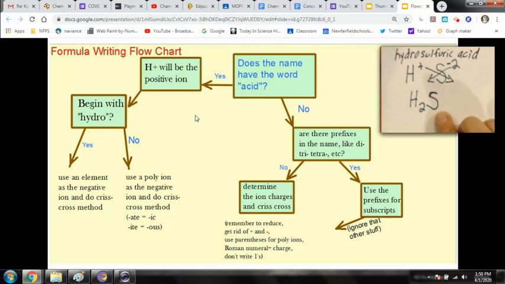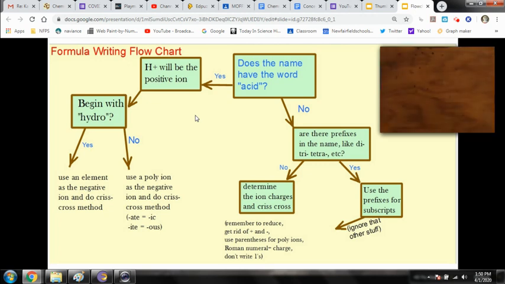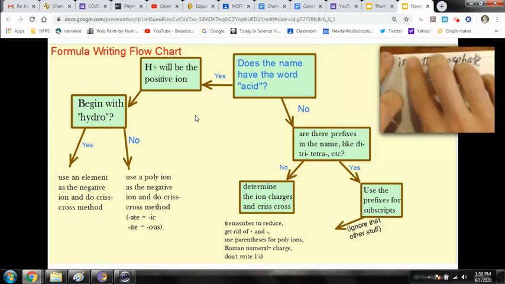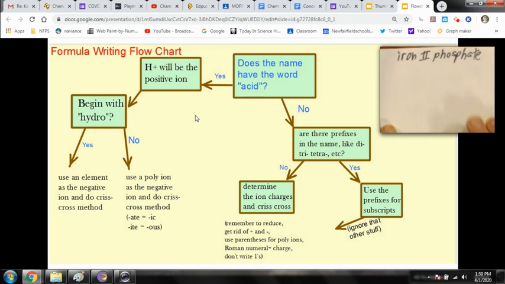I apologize if that looks like a 5. That's my bad handwriting kicking in there. That's an S. Next example. Ooh, this one looks tricky. Iron 3 phosphate.